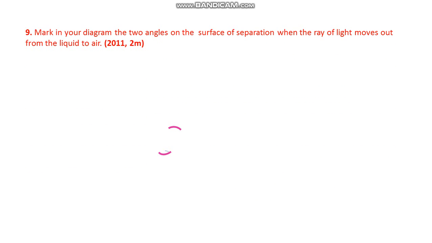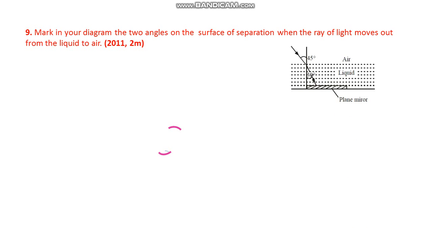Next, question number 9. Mark in your diagram the two angles on the surface of separation when the ray of light moves out from the liquid to air. See, the diagram is given. What they are asking is when the ray of light moves out from the liquid to air. So light goes out from liquid to air, that means denser to rarer. Here a plane mirror is there.